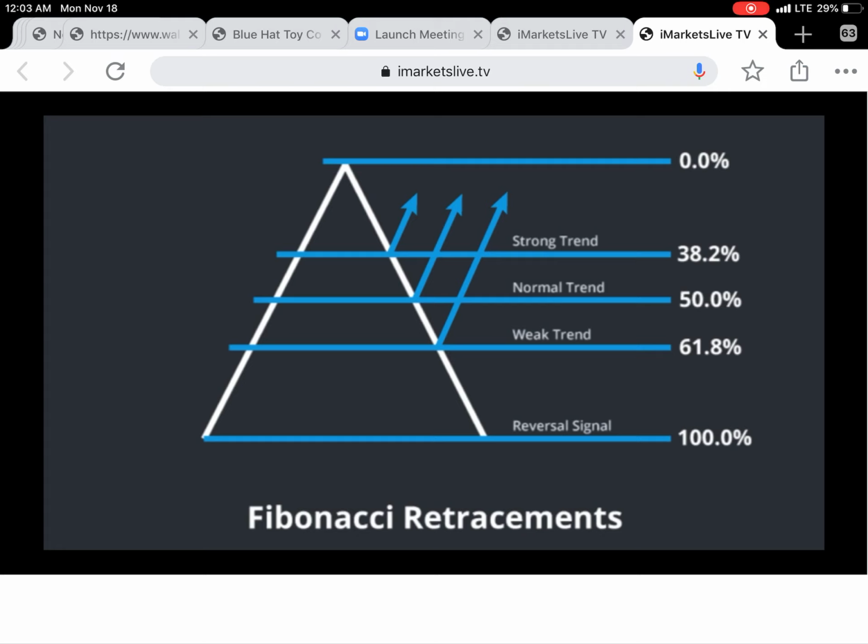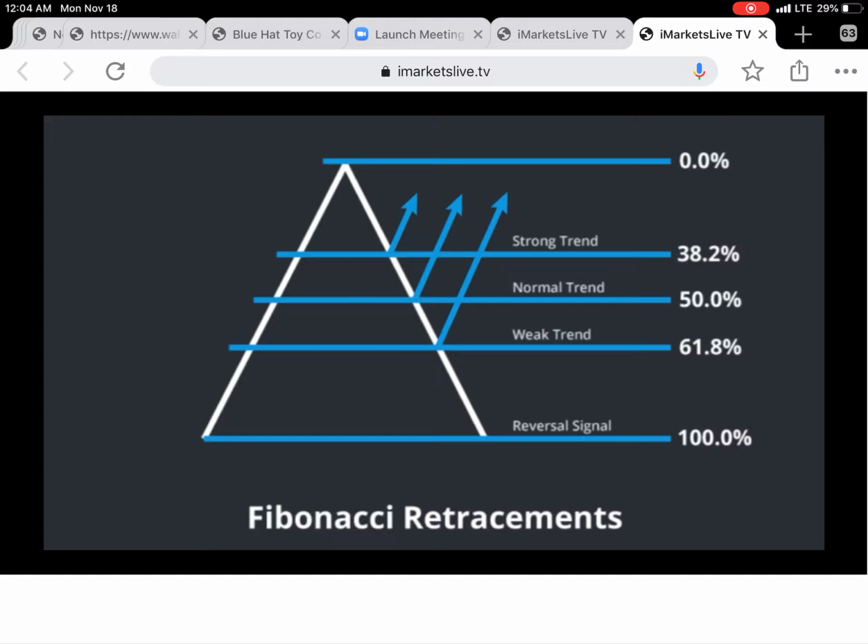If the market comes down to the 25 or the 382, that's a shallow retracement, also known as a strong trend, and the market will continue rising up. Now, if the market comes down to the 50%, that's a normal trend, and what's going to happen is it's going to continue the trend going up.